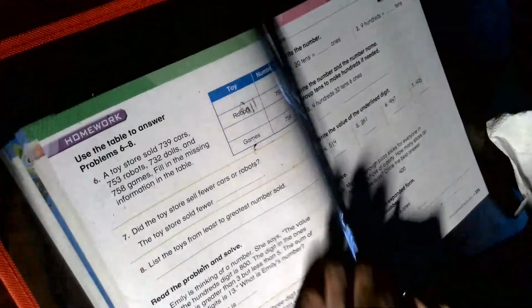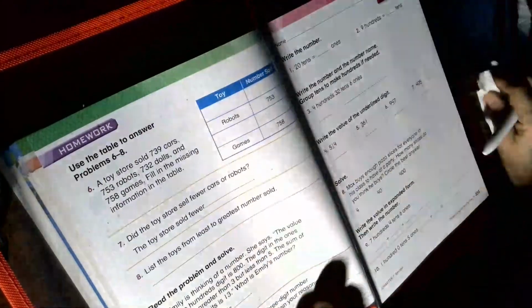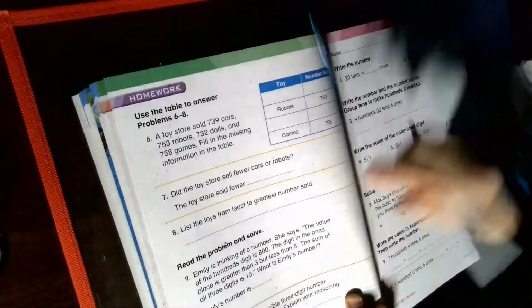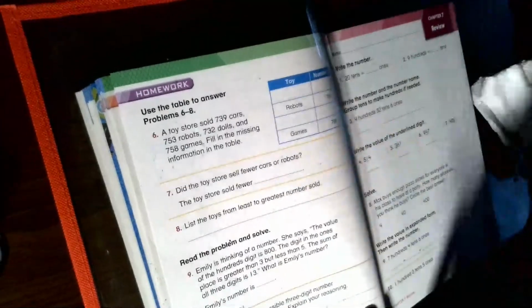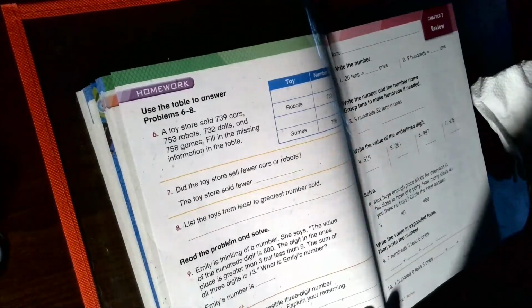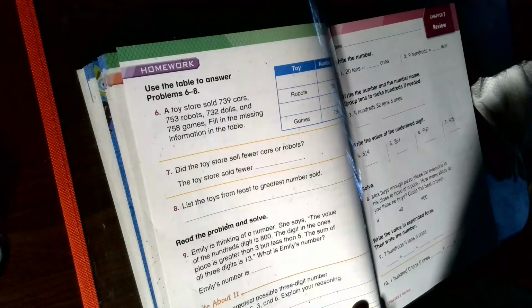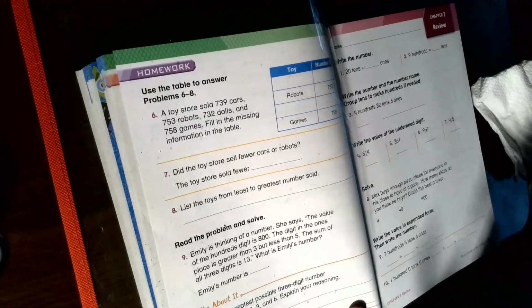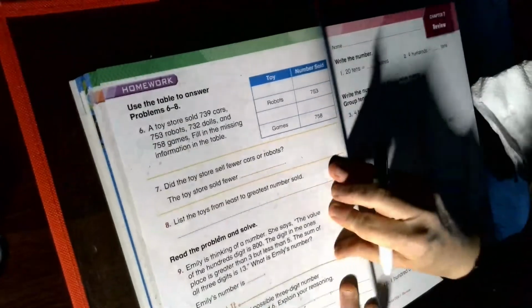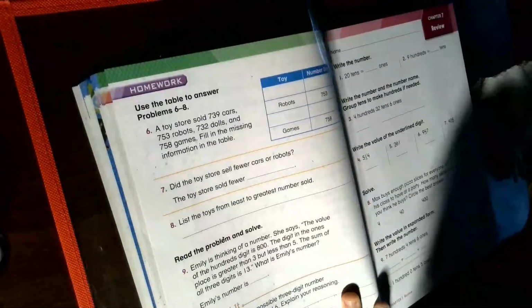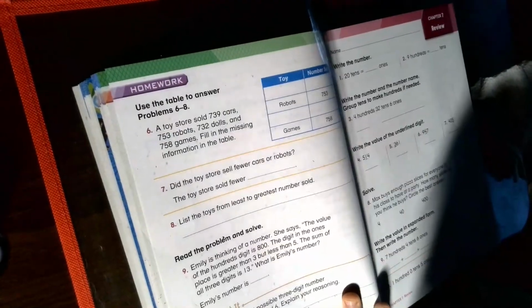Okay. Now I'm going to switch the page. This one's very similar. A toy store sold 739 cars, 753 robots, 732 dolls, and 758 games. Fill in the missing information in the table. I'm going to give you a couple moments to do that by yourself. Okay, and I'll wait for you.